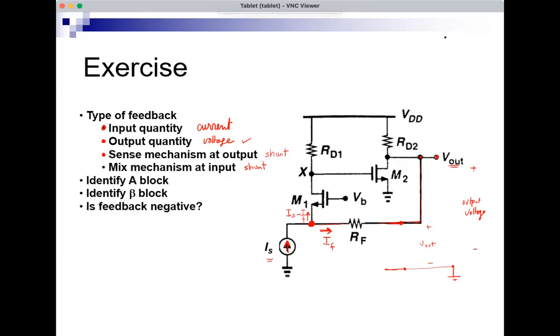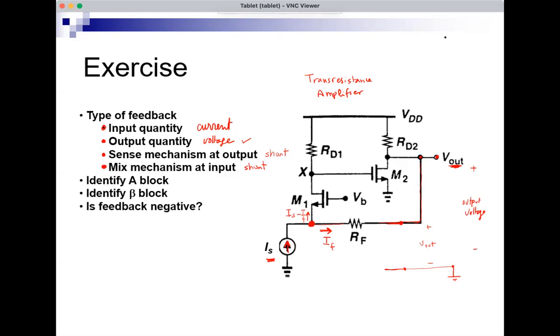This type of amplifier, when the input is a current and the output is a voltage, is called a transresistance amplifier. Because it's controlling the output voltage from an input current. So transresistance. So this is the mechanism at the input. We are subtracting currents using the KCL equation.